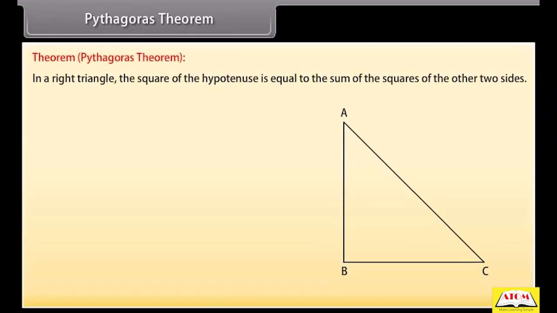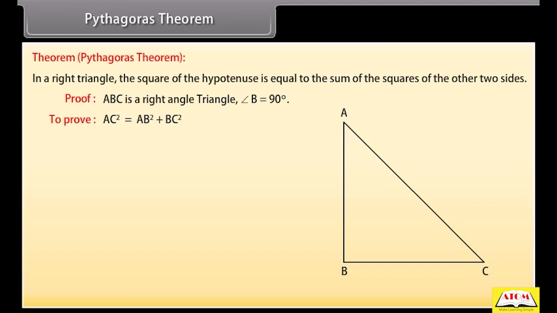In a right triangle, the square of the hypotenuse is equal to the sum of the squares of the other two sides. Let us prove this theorem. Given: ABC is a right angle triangle, angle B is equal to 90 degrees. To prove: AC square equals AB square plus BC square. Construction: Draw BD perpendicular to AC.